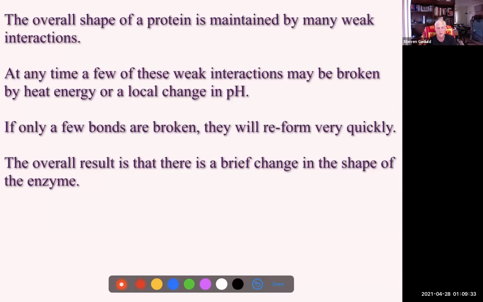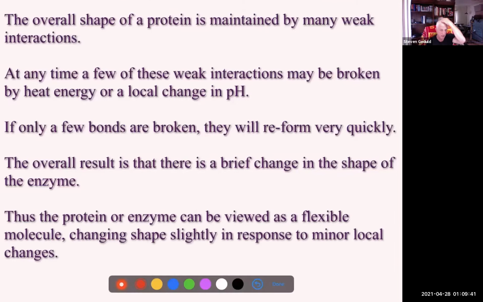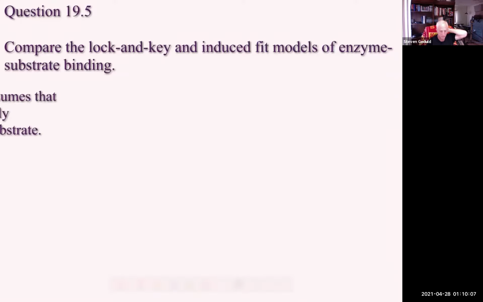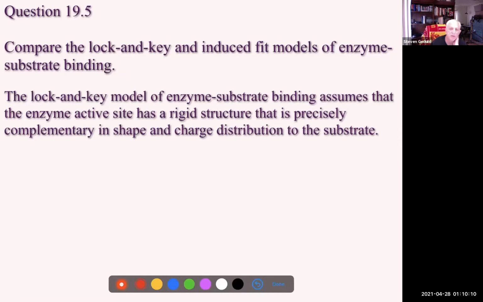Okay. The result is that there's a brief change in the shape of the enzyme as the substrate approaches it and induces it to change. So the protein or enzyme can be viewed as a flexible molecule, changing shape slightly in response to minor local changes. So the enzyme will change shape to match the substrate exactly in the induced fit model. So we're going to compare the lock and key model and the induced fit model of enzyme substrate complex and their binding.